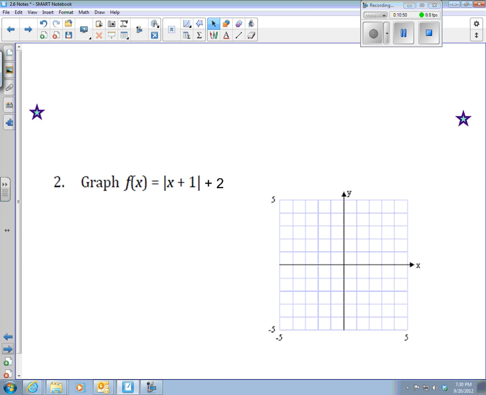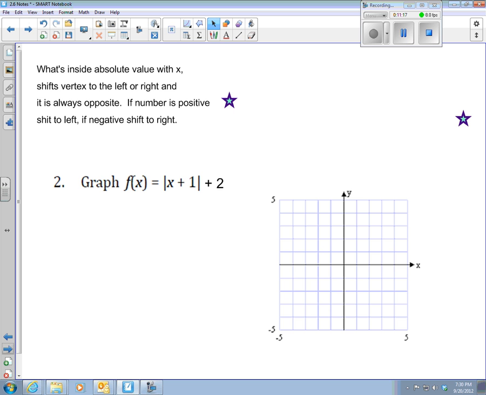Okay, the first thing I want you to notice here is this is number 2 down below there. And I added a 2 here. We added 2 to the outside. So it's f of x equals the absolute value of x plus 1 plus this 2 here. So put that in there because that's going to help us learn how to graph these a little bit better.